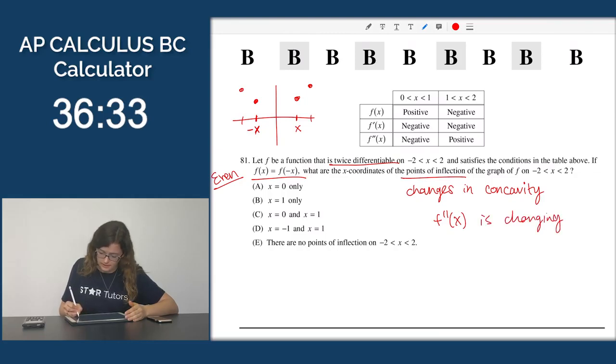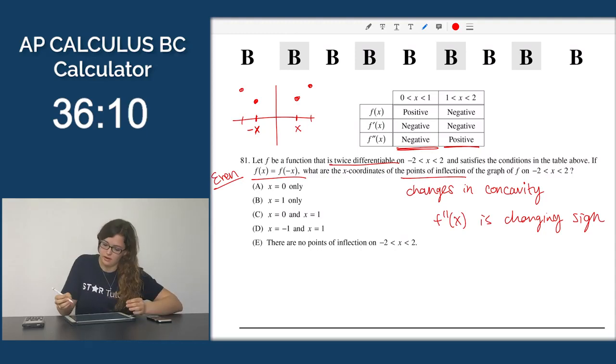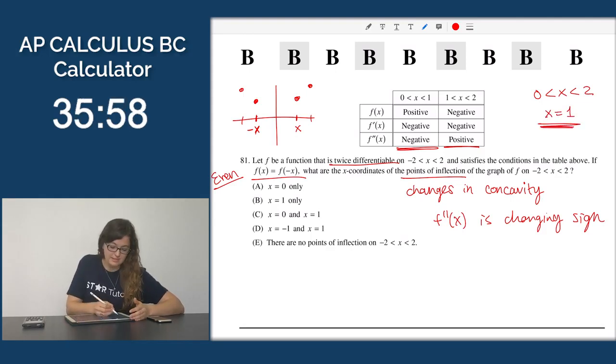So it's going from positive to negative or negative to positive. Okay, so let's think about that. It says that the second derivative is negative from 0 to 1, and it's positive from 1 to 2. So the only place that it could potentially change sign, oh, okay, see, this is fun. Between 0 and 2, it looks like the only place where the second derivative changes sign is at x equals 1. But we have to use the fact that it's even.